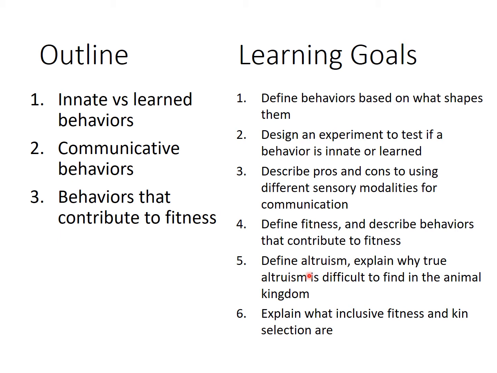You should be able to define altruism and explain why true altruism is difficult to find in the animal kingdom. And then finally, I want you to know what inclusive fitness and kin selection are and explain how they fit into behavioral ecology. Now, take note of these learning goals.